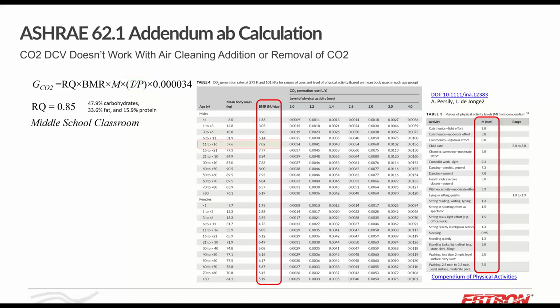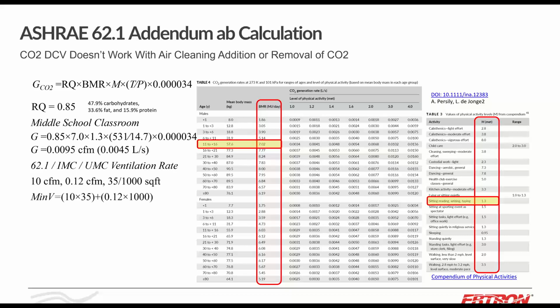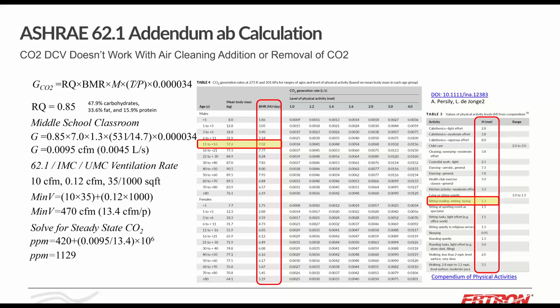So we take a middle classroom, and we calculate what the generation rate is, and we use the 62.1 and IMC requirements. We will calculate an outdoor ventilation rate of 470 CFM, or 13.4 CFM per student. And then we will calculate a steady state value of 1,129 parts per million.